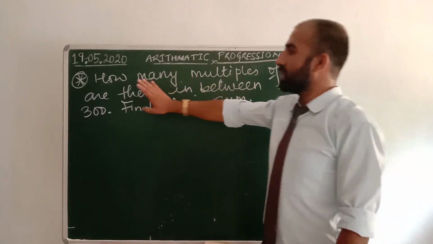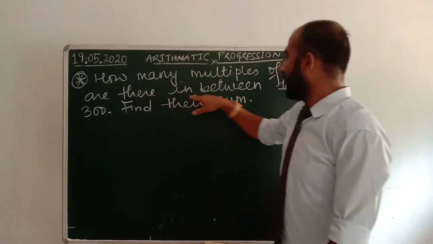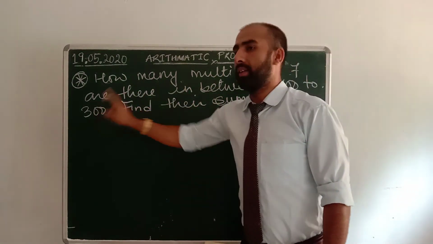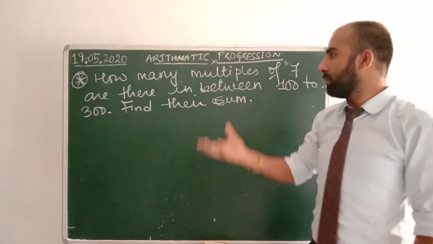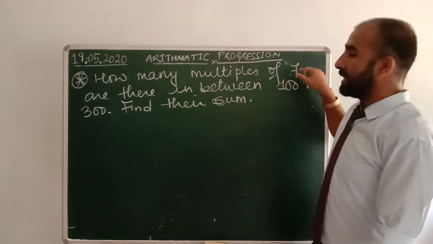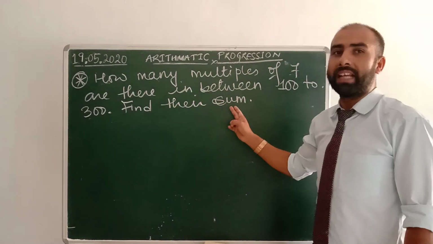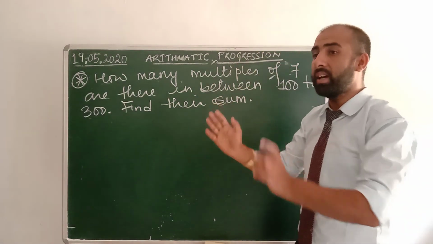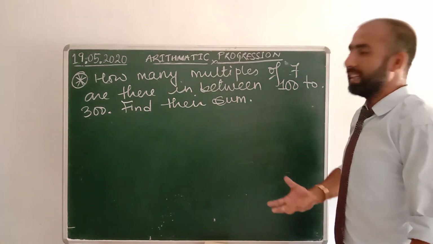Okay, the next question is here kids. How many multiples of 7 are there in between 100 and 300? That means you have to find out how many numbers are there in between 100 and 300 which are exactly divisible by 7. Not only that, you have to find their sum. That means after finding how many numbers are there, you have to find the total of those numbers also. Okay, let's get started.